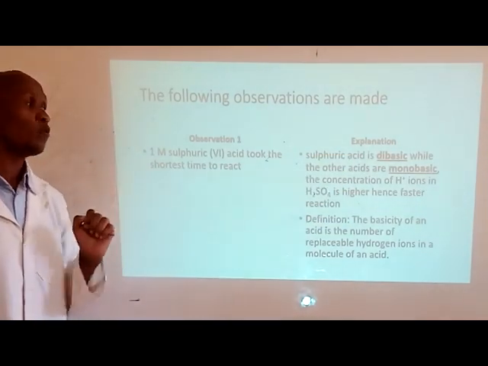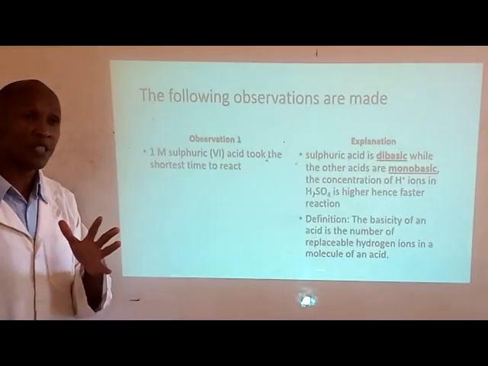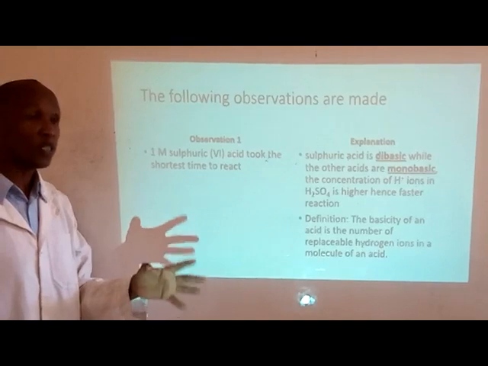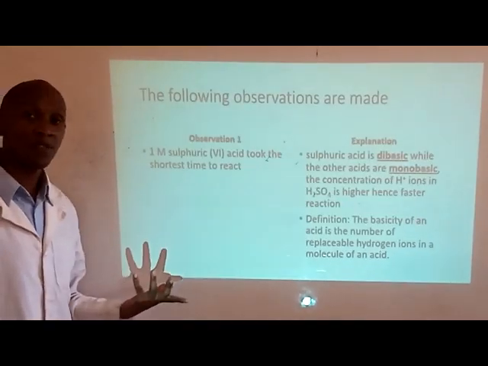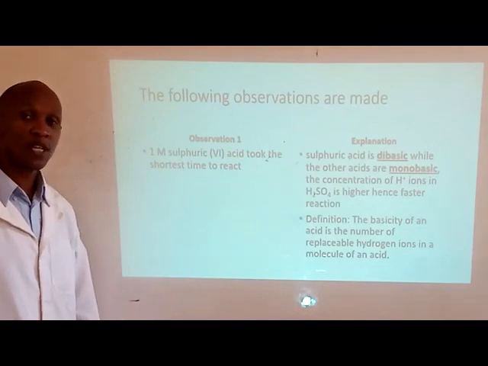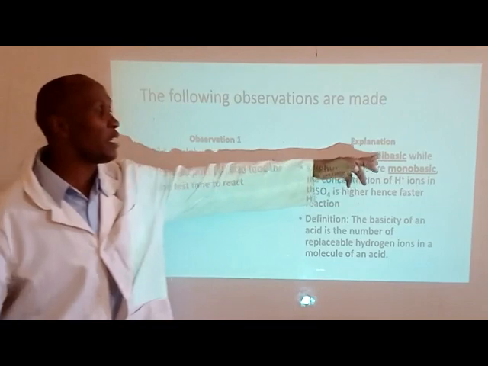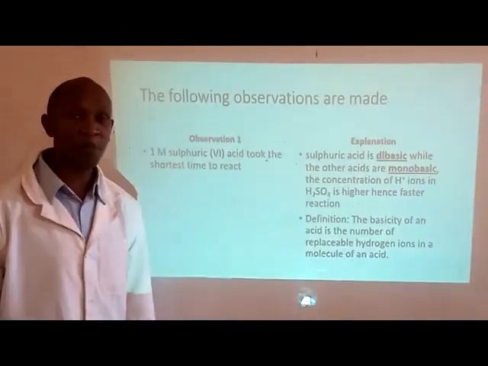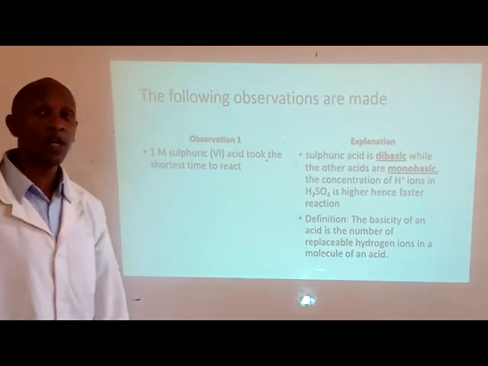Therefore, when you dissolve 1 mole of sulfuric acid in water, it produces 2 moles of hydrogen ions. And of course, the rate of a reaction depends on the concentration of the hydrogen ions. So it happens to be the fastest because it is dibasic. The others are monobasic, so they will produce 1 hydrogen ion per mole.